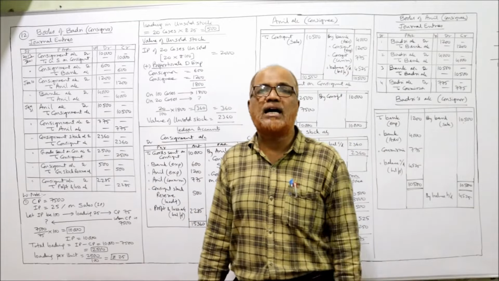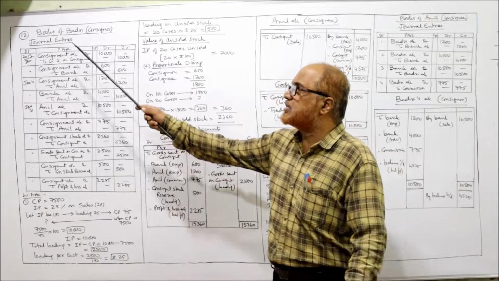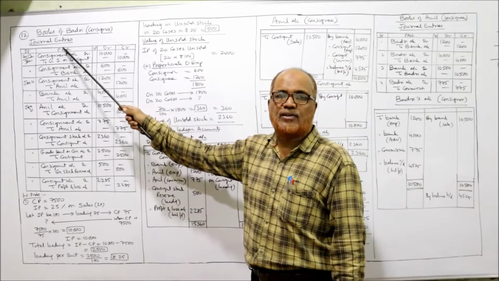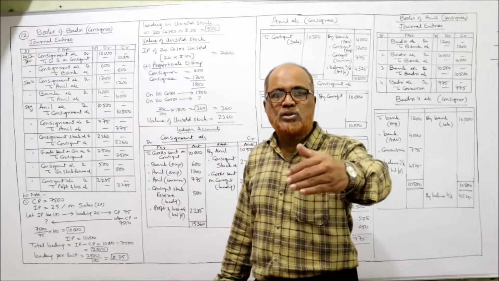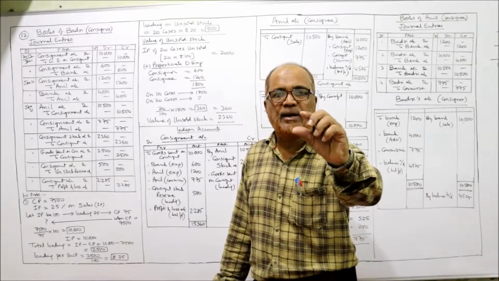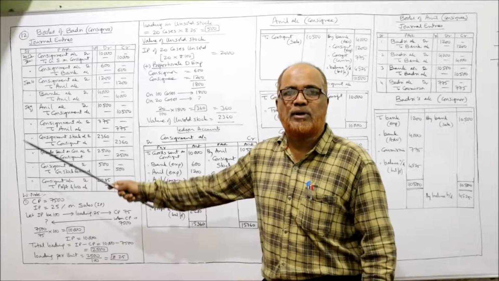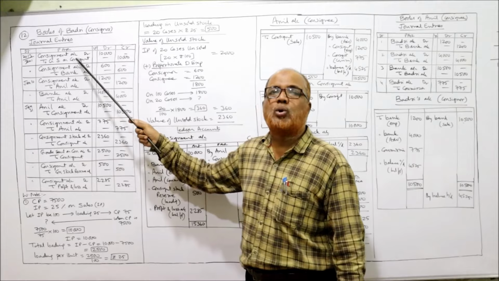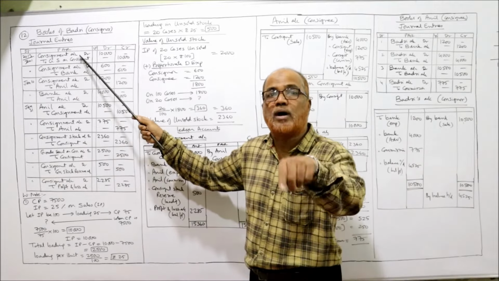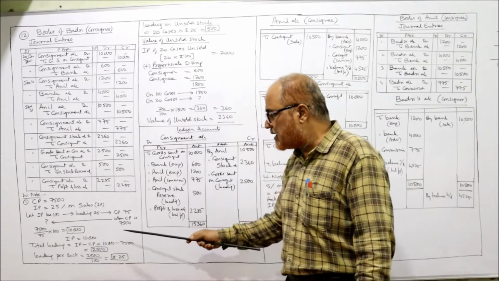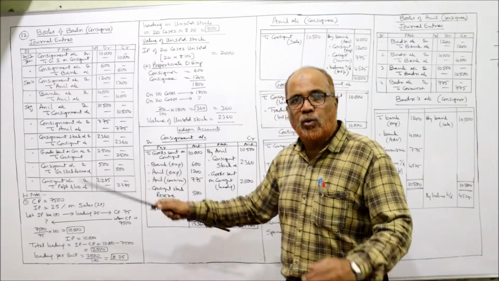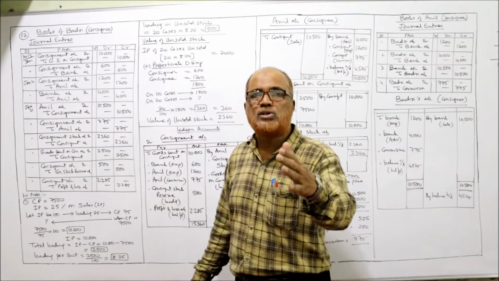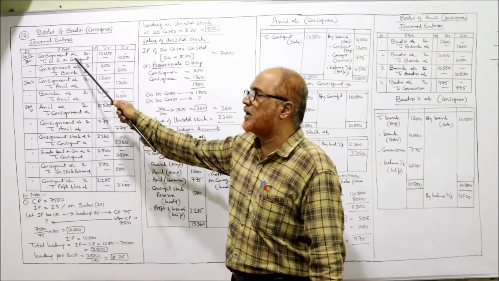Badri is the consignor. So first of all, I am starting the journal entry in the books of Badri. Books of Badri, consignor, journal entries. The first journal entry, when goods are sent on consignment: consignment account debit to goods sent on consignment, being the goods sent on consignment at invoice price. What is the invoice price? 10,000. When goods are sent at invoice price, the first entry should be at invoice price.